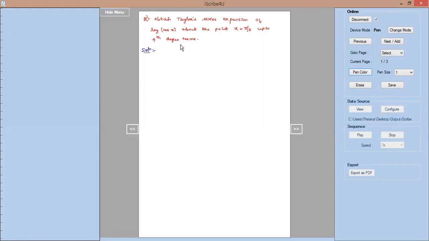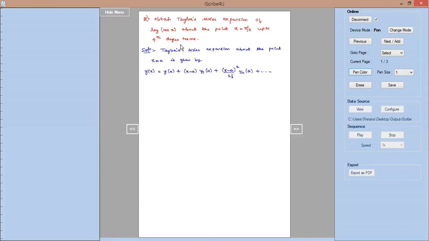So the solution, Taylor series expansion about the point x is equal to a is given by y of x is equal to y of a plus (x minus a) into y1 of a plus (x minus a) the whole square divided by 2 factorial into y2 of a, etc.